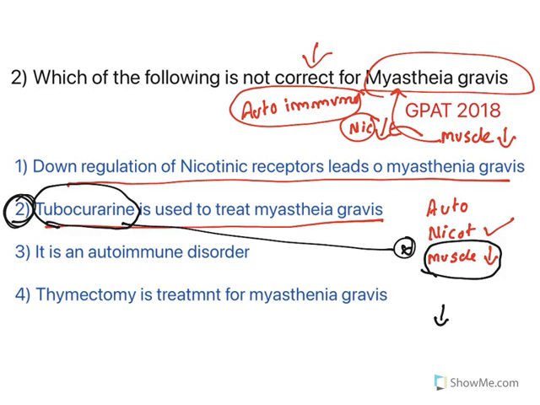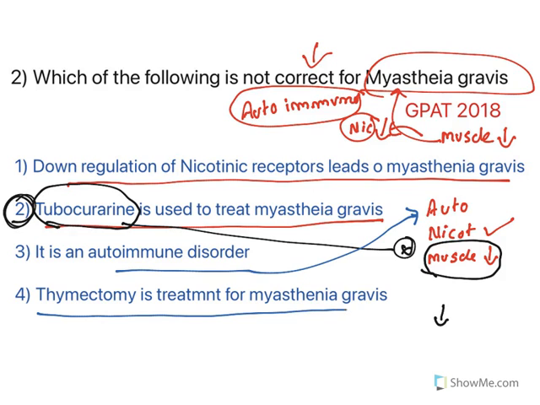The other one, it is an autoimmune disorder. True. This is what we have seen. Next one, thymectomy is a treatment for myasthenia gravis. What is the thymus gland? From that, immune mediators are released. What happens in myasthenia gravis? It is an autoimmune disorder. When immunity is directed towards nicotinic receptors, myasthenia gravis results. So this is one of the courses of treatment to treat myasthenia gravis.